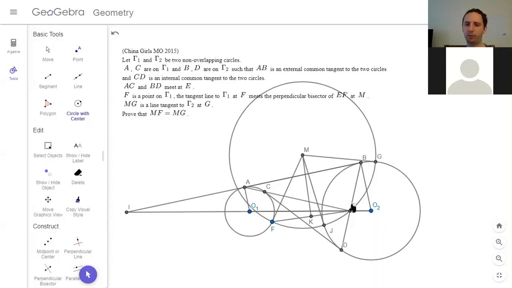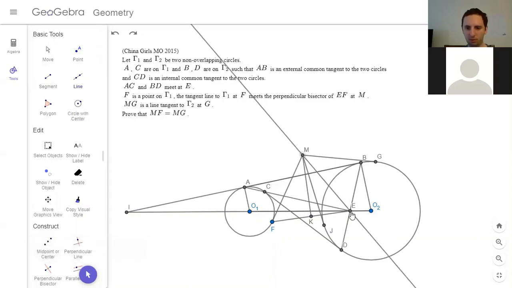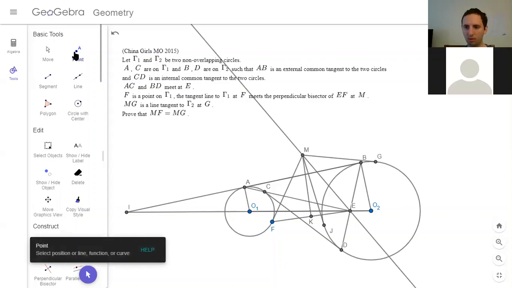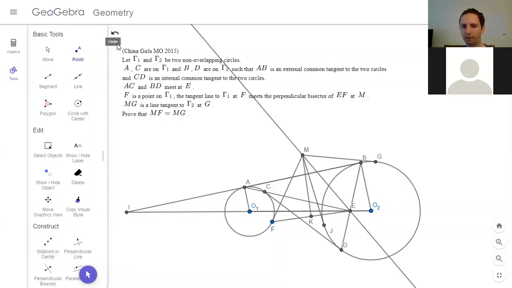And maybe there's a way to show that ME squared is the power of M with respect to this circle. I guess, yeah, we want to show ME squared as the power of M with respect to this circle. For every point on the radical axis, E lies on the polar of that point. Is that true? Because E doesn't lie on the polar of M with respect to this circle. Oh, that's right.